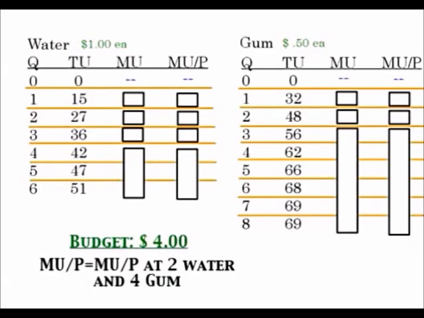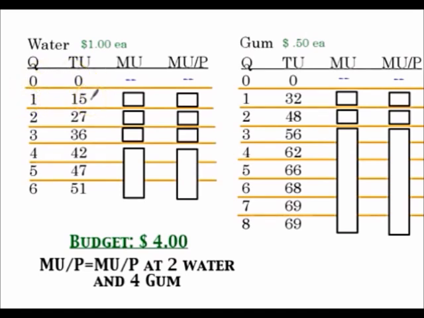So, taking a look at water. Quantity represents the levels of consumption. Total utility represents the total satisfaction gained as I continue to consume all of these products. So when I consume 0 water, I get 0 satisfaction units. When I consume the first bottle of water, I get 15 levels of satisfaction.